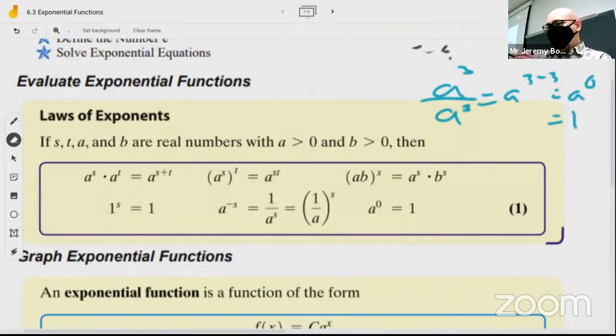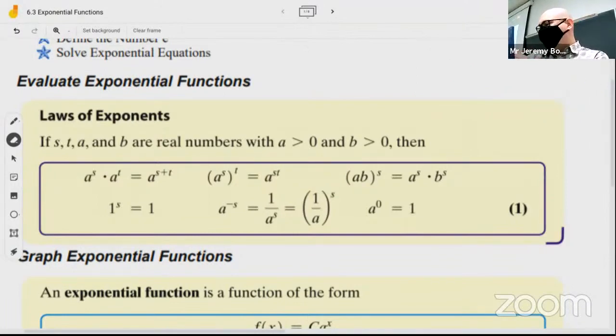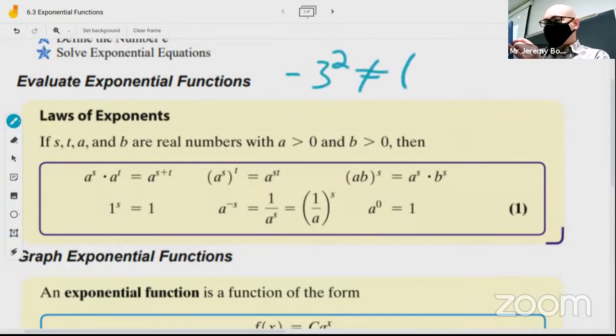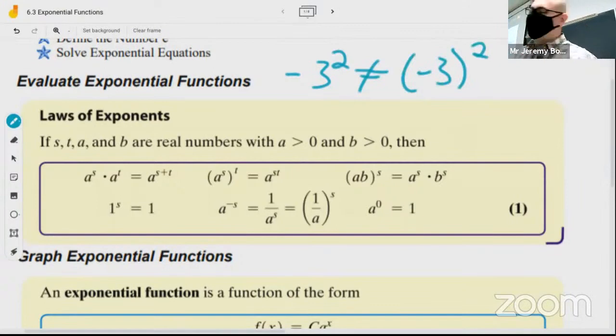And one of the other things I want to talk about is a little bit of difference with the negatives. So -3 squared with no parentheses is not the same thing as (-3) squared. On the left-hand side, you're squaring the 3 and then applying a negative, so this is -9. On the right-hand side, you're taking -3 and squaring that -3, which is -3 times -3, and that's going to be positive. So be careful of that. If there's no parentheses, assume the negative is outside of the exponent.